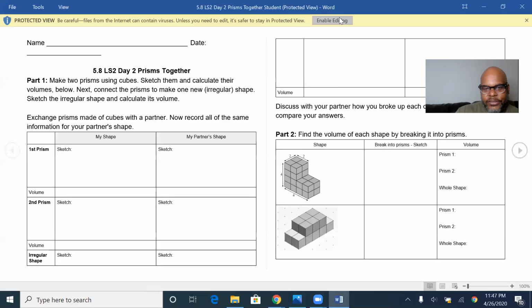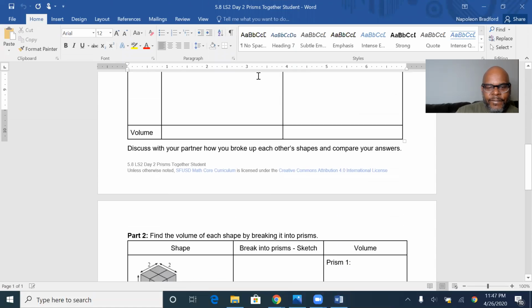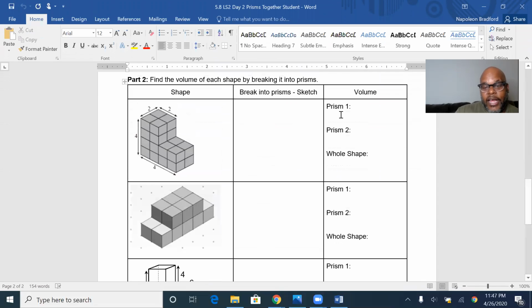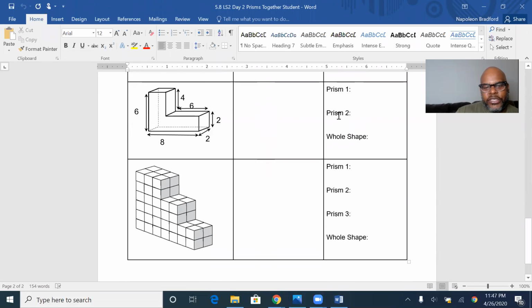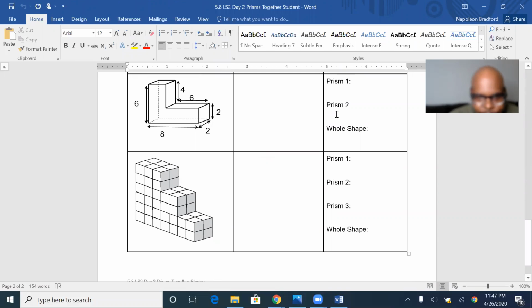All right, let's see if we can figure out how to do this together. These are the ones we did last week for work. So we're going to do these 2 right here. Let's start with this one. And let's see if we can figure this out by dividing this prism. You don't have the little blocks this time. Let's see if we can divide it by just drawing a line. Let's see if I can draw a line.